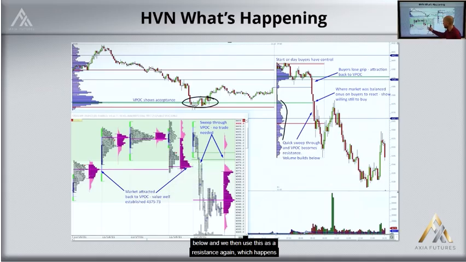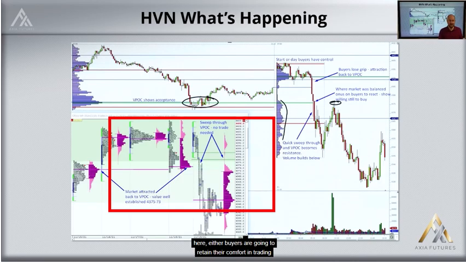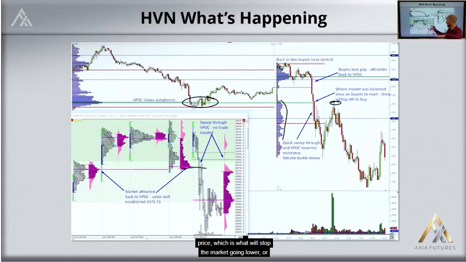So that's why we then spend time below, and we then use this as a resistance again, which happens just here. So you get the quick sweep through, and the way you want to think about this is if everyone's happy trading here, either buyers are going to retain their comfort in trading there, the market comes down, buyers will step in at that price, which is what will stop the market going lower, or you're going to get there and sellers come in at this price and sell it, buyers step out of the way, and you get the sweep through and sellers continue to sell at that price. Whichever way, you won't get a great deal of time spent there, and that's what happens. Quick sweep through, uses it as resistance, market then falls away from there.